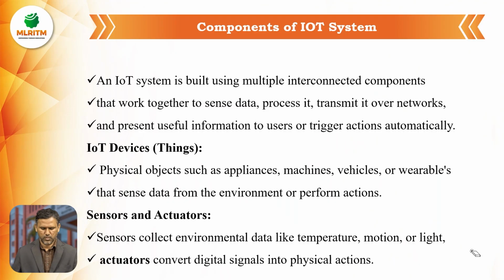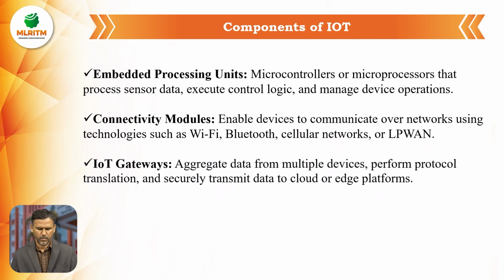Next one, here observe the components like IoT sensors. Here sensors collect the data, and this collected data can be transmitted from one system to another system, or through the gateways. For that we are using sensors to collect the environmental data like temperature, motion, or light. Actuators convert the digital signals into physical signals. Next, embedded systems. Here microcontrollers, microprocessors, and all other devices we can join together, and that is called embedded systems.